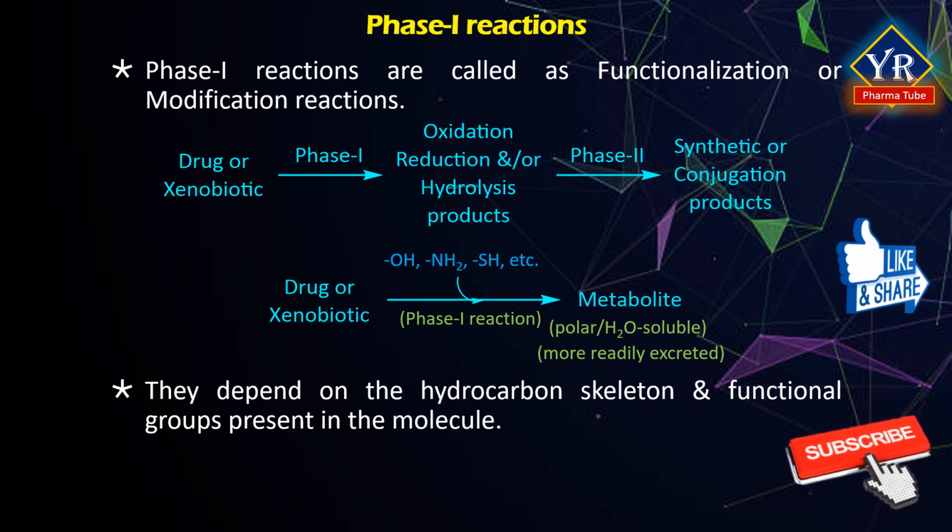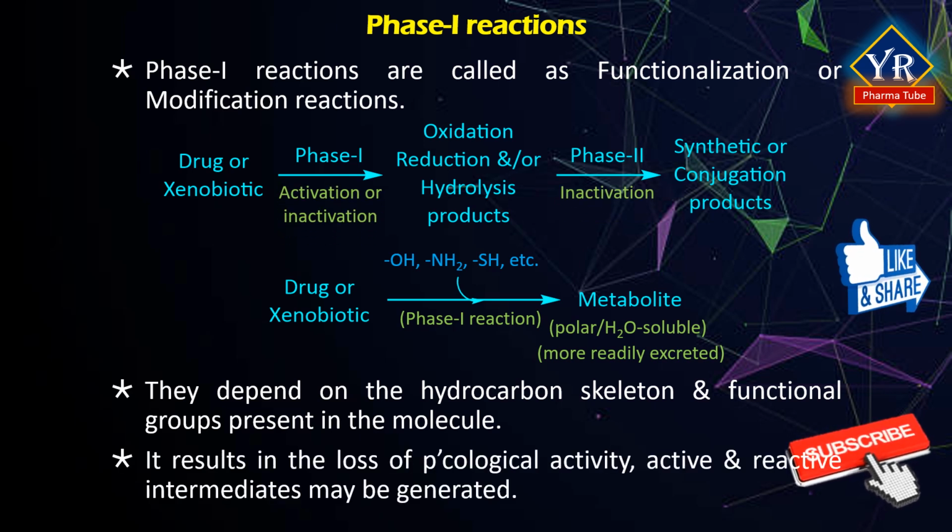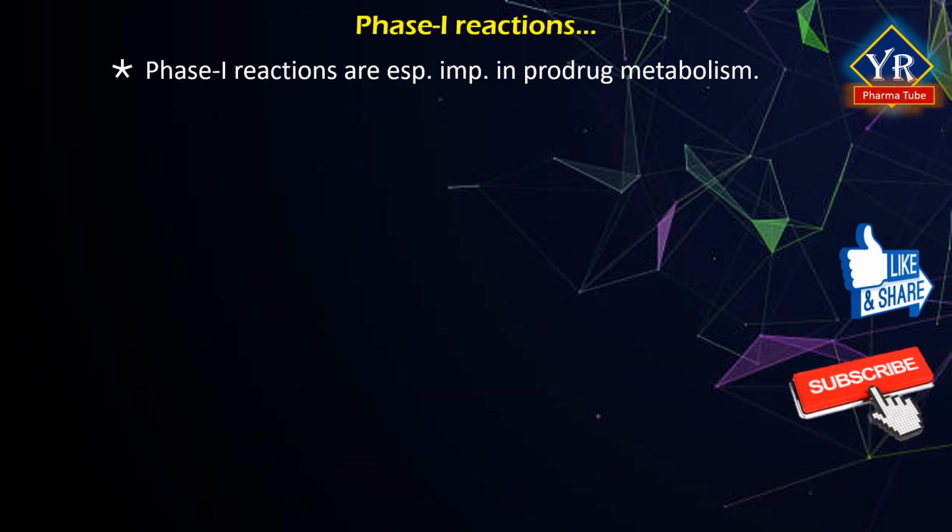This biotransformation can lead to either activation or inactivation of the drug. This results in the loss of pharmacological activity. However, active and chemically reactive intermediates may also be generated. Phase 1 reactions are especially important in prodrug metabolism.